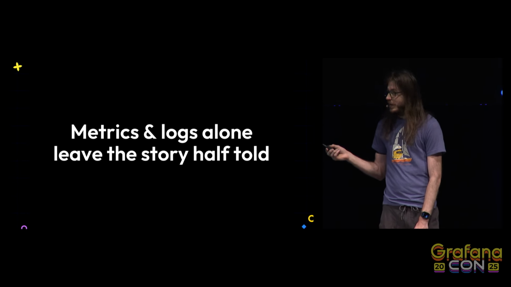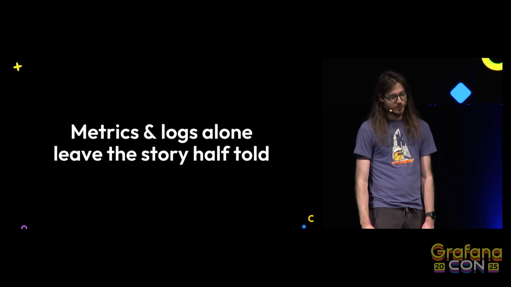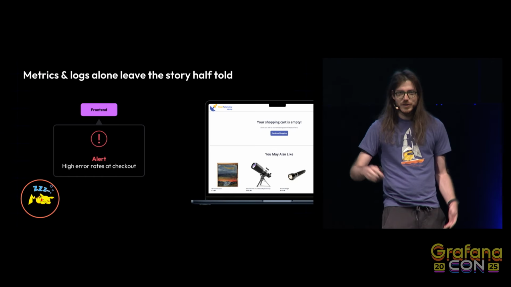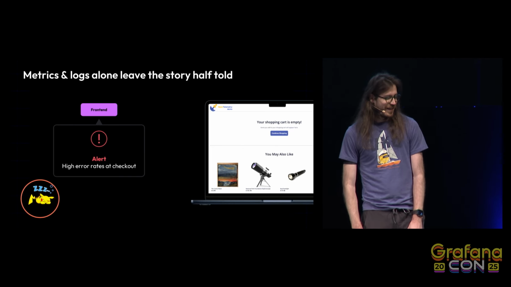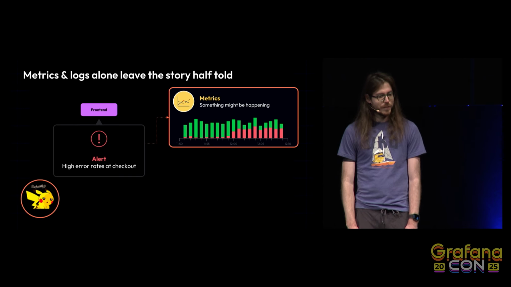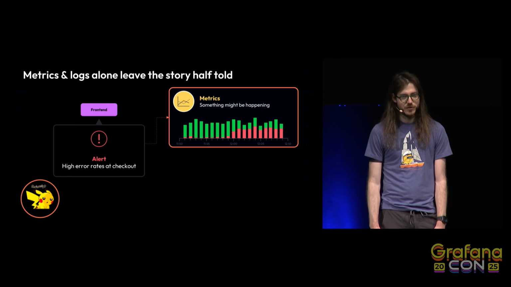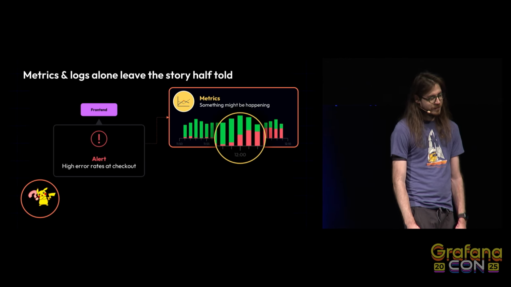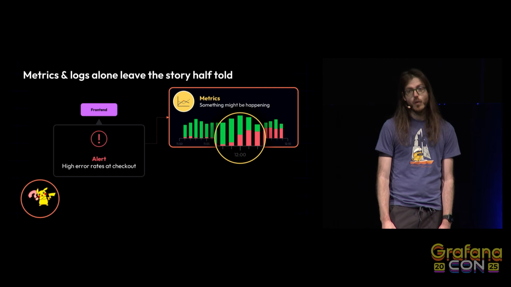So I want to talk a bit about how metrics and logs alone leave the story half told. Pretend you wake up to an alert. You might not have to pretend. This might have happened to you recently, and users are unable to check out. Your metrics tell you that something is happening. After all, they probably triggered your alert. But metrics alone probably won't tell you what is happening or where.